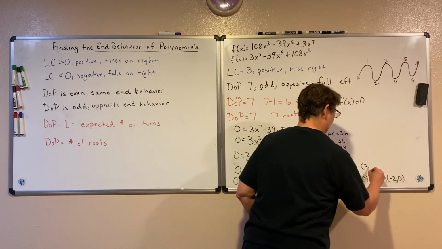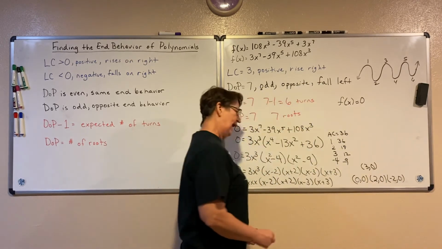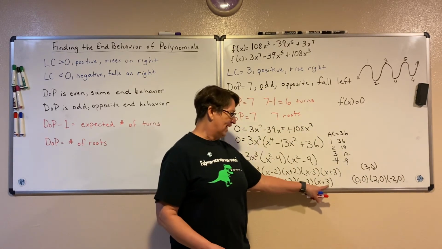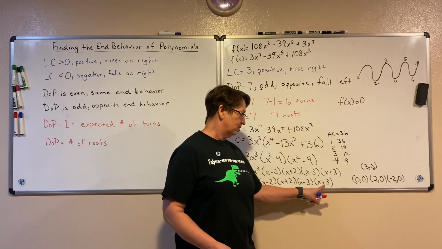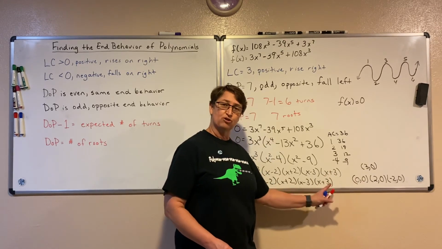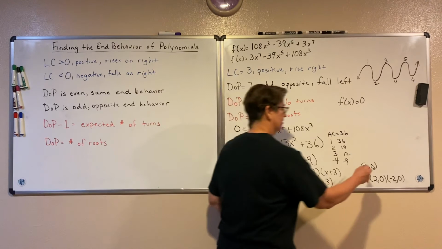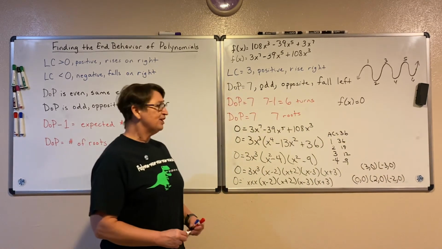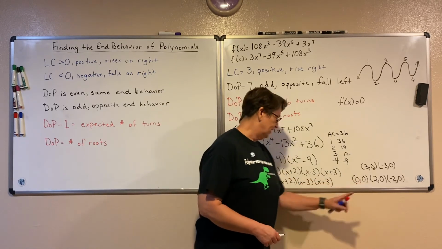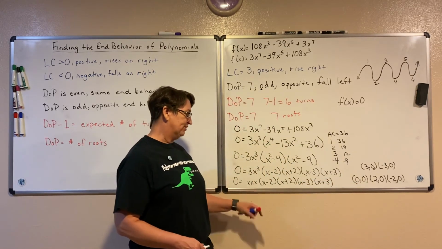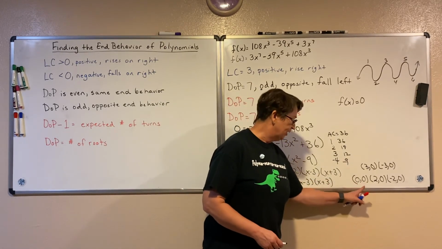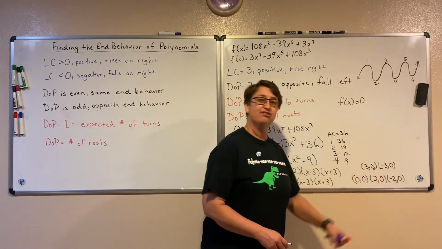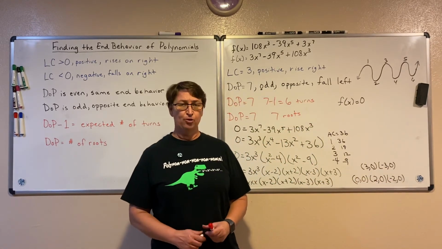So there's a point on my graph at 3, 0. And I'm going to have a point on my graph at negative 3. If you make x plus 3 equal to 0 and solve, you get negative 3. So there's a point on my graph at negative 3, 0. This one is a triple root. It showed up 1, 2, 3 times. So 1, 2, 3, 4, 5, 6, 7 roots in that polynomial.